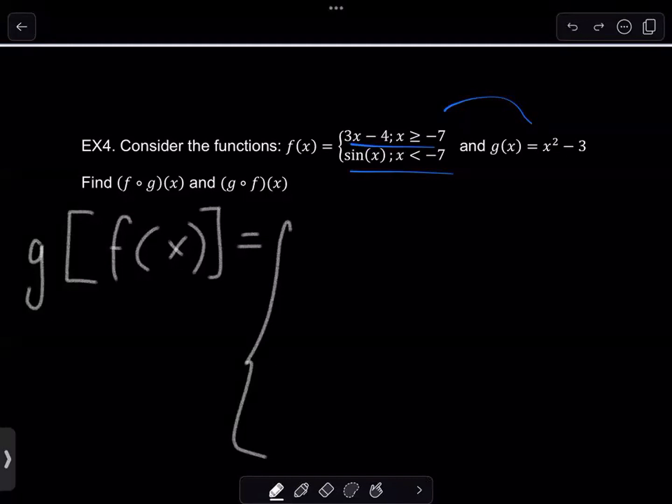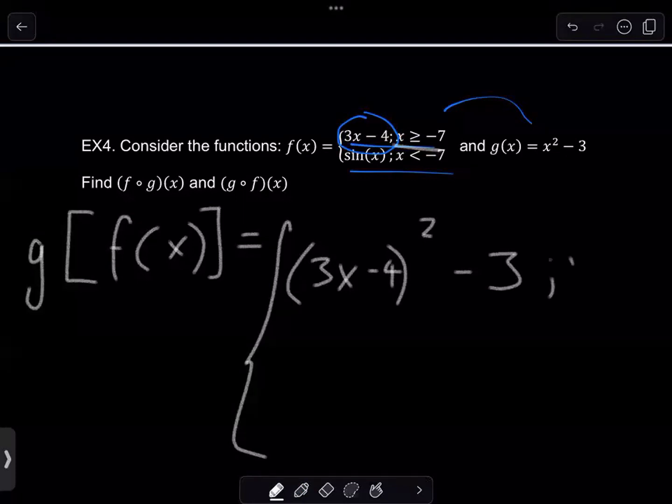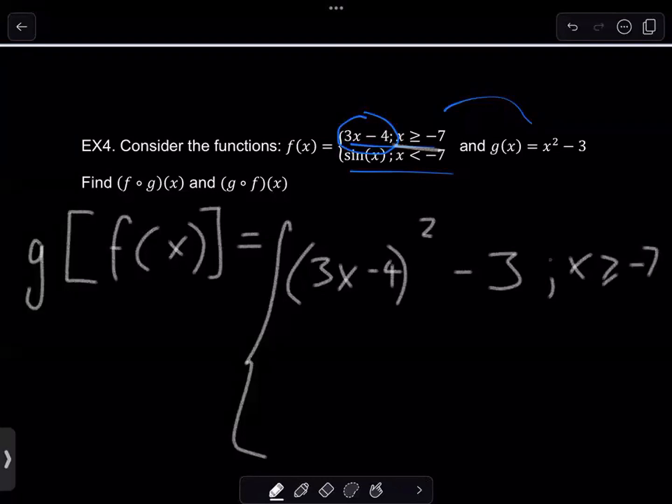Wherever I have an x value, I'm going to have a bracket. So bracket squared minus 3. And we insert the function portion of the first part. The function portion is 3x minus 4. So we're going to have 3x minus 4 in the bracket squared. And then the restriction, x is greater than or equal to minus 7, is going to come after the function portion.